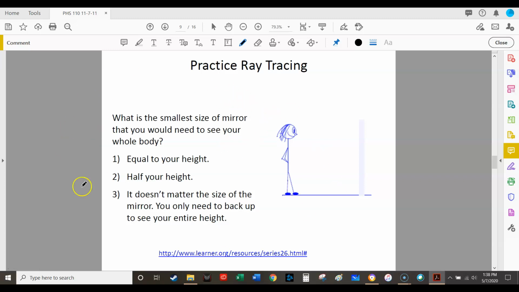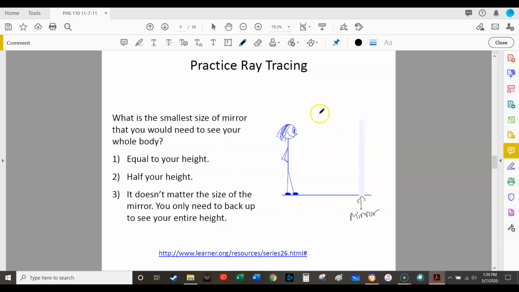So this is a great question that gets right to the crux of it. I really want you to think about your answer. The question is this: what is the smallest size mirror that you would have to have in order to see your entire body in the mirror?